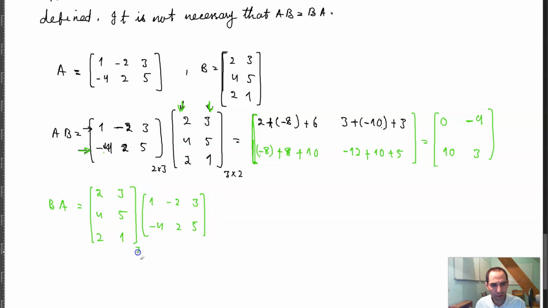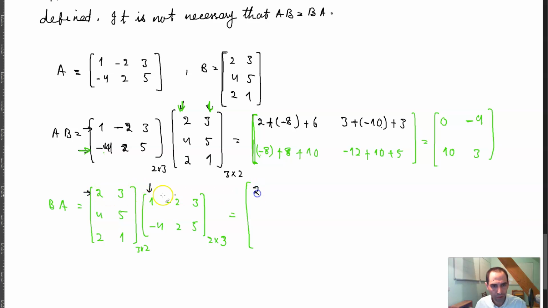This is a 3 by 2 matrix. This is a 2 by 3 matrix. That means that you will get a 3 by 3 matrix, which gives us, so I will start with basically this row and this column.